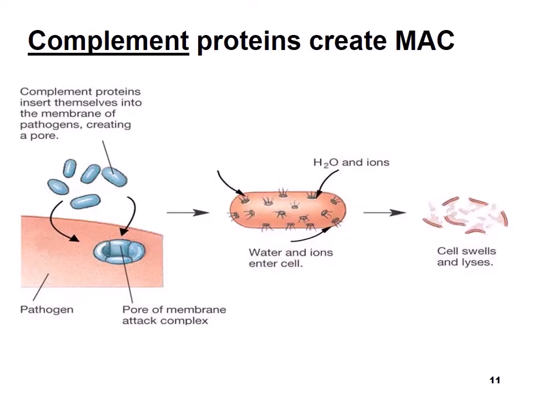So then back to complement. Complement proteins cascade and they create this hole in the cell called the membrane attack complex. So complement proteins are going to form this pore, and then that pore will allow fluid to rush into the cell, and that will cause the cell to lyse and burst.